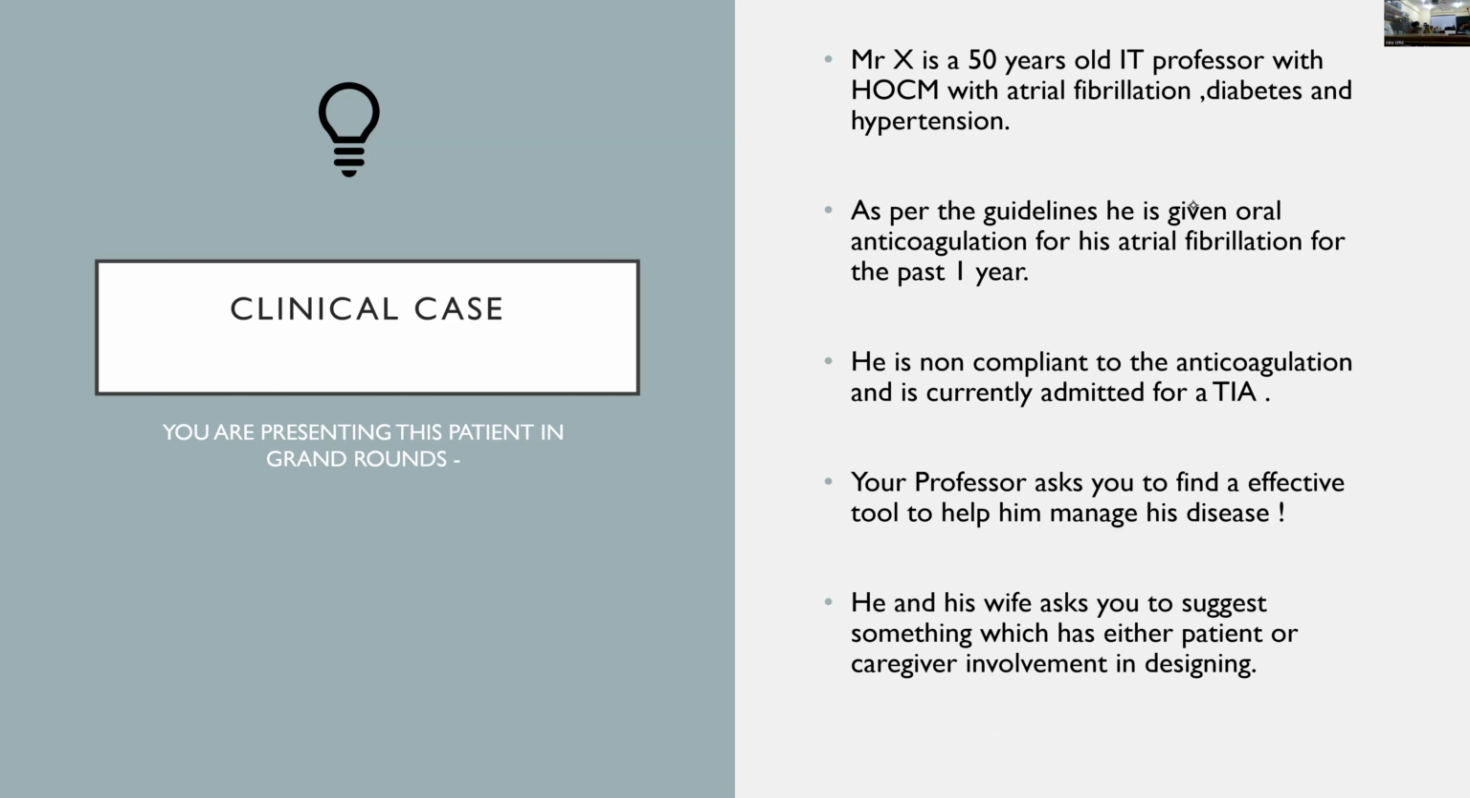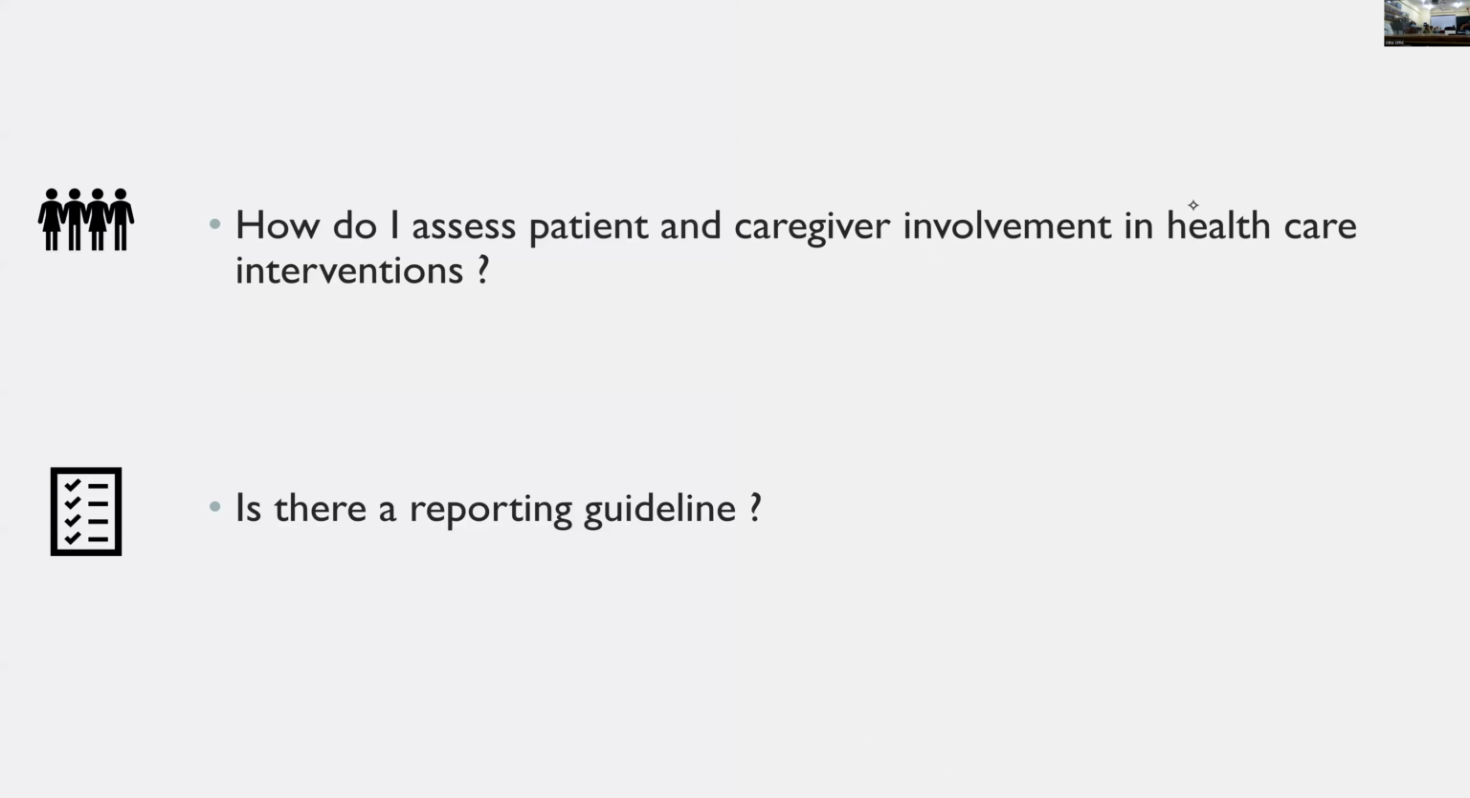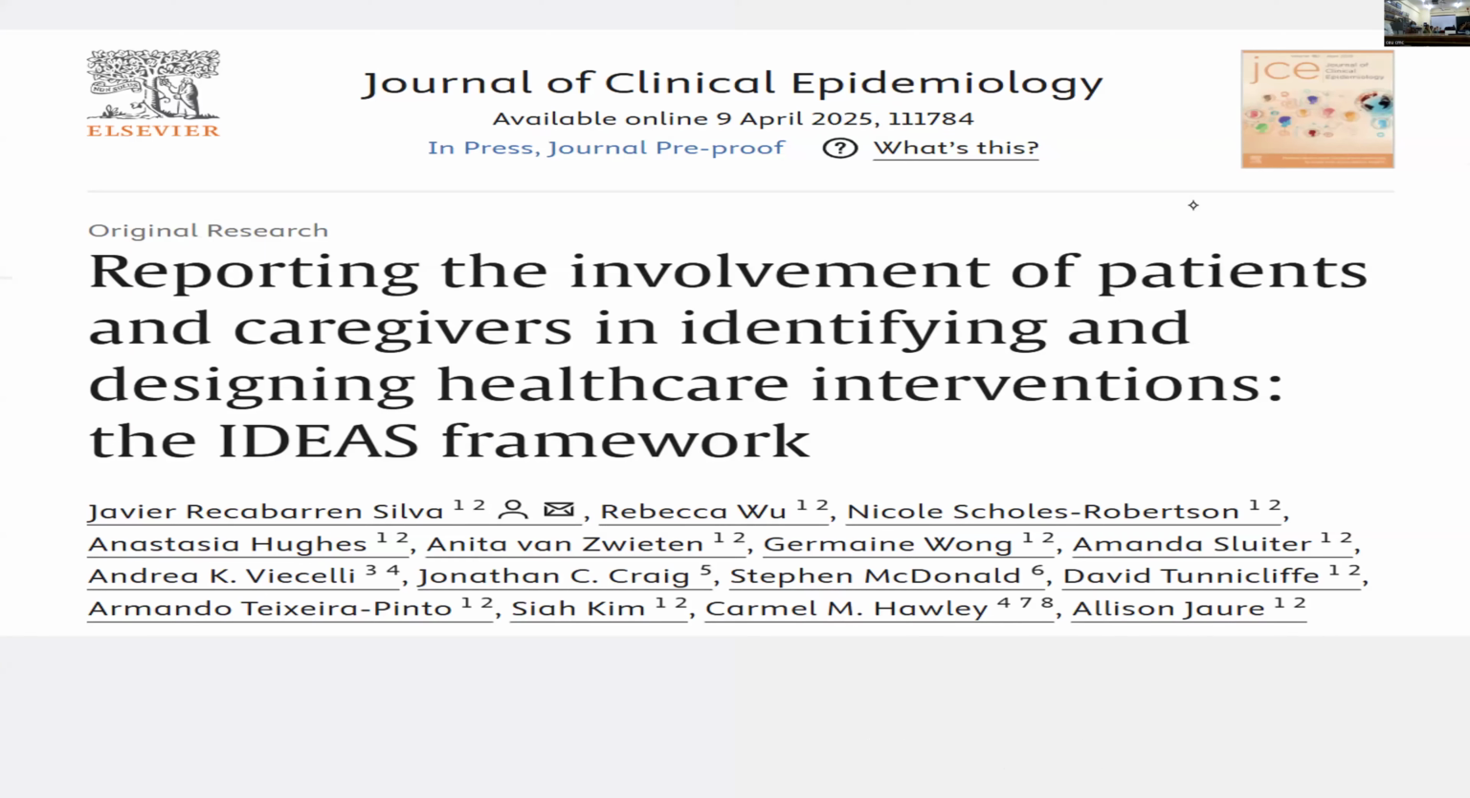The patient and the wife suggest that they want something in which patients are involved in the development of the tool. So you are faced with two questions. Is there an effective tool? And how do I assess the involvement of patients and caregivers in an intervention? To answer this, first, how do we assess patient and caregiver involvement in an intervention? Is there a reporting guideline? This is the guideline we are introducing now, the IDEAS framework.